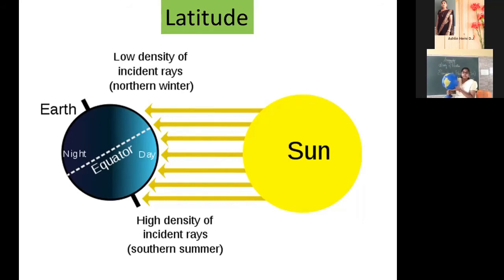Now, our country India is nearby the equator, isn't it? So we are getting high temperature. In the Antarctic and Arctic regions, the sun's rays are very low. That's why they are called the coldest regions. Can you understand?